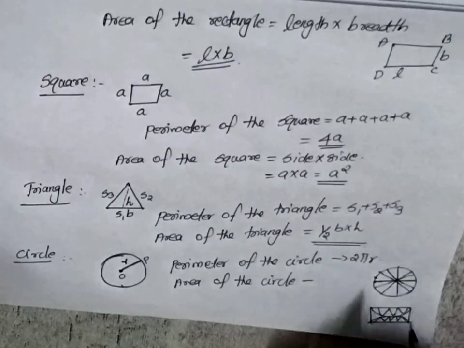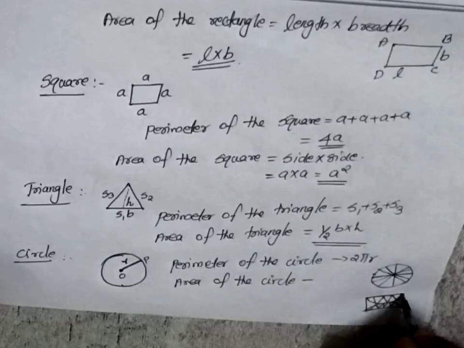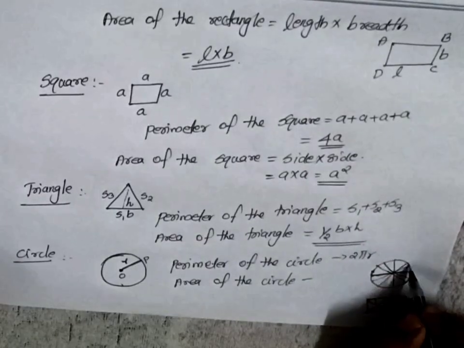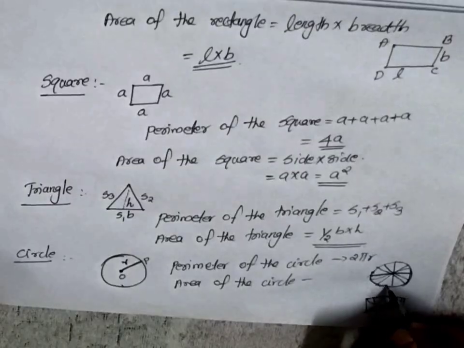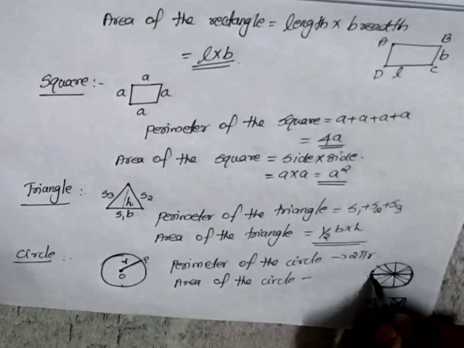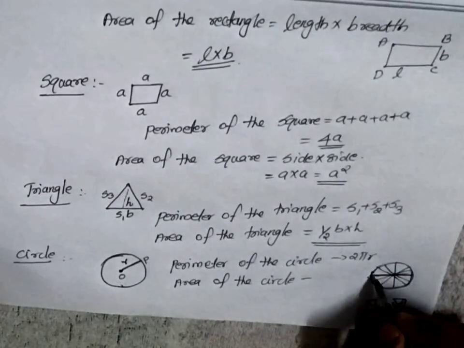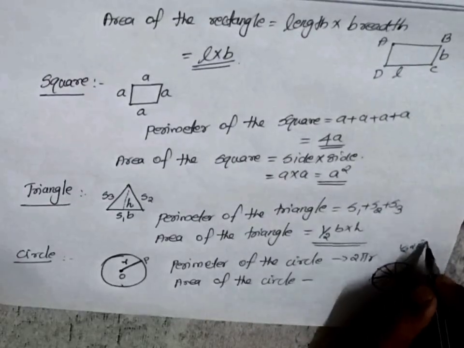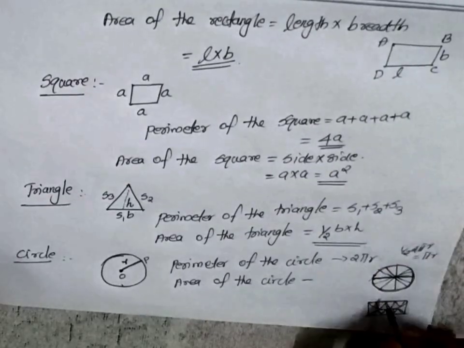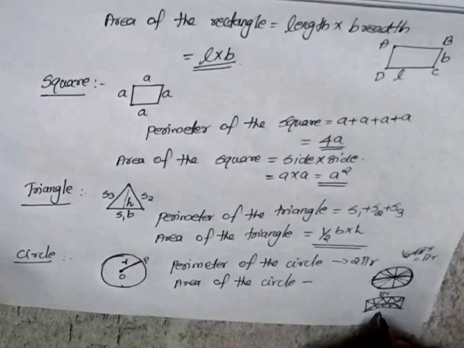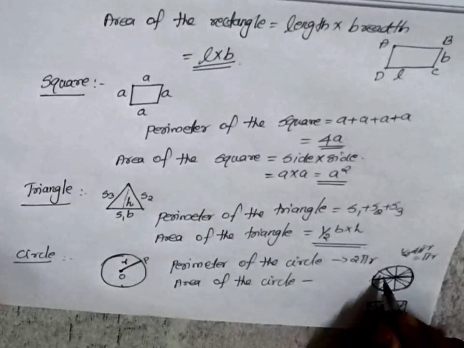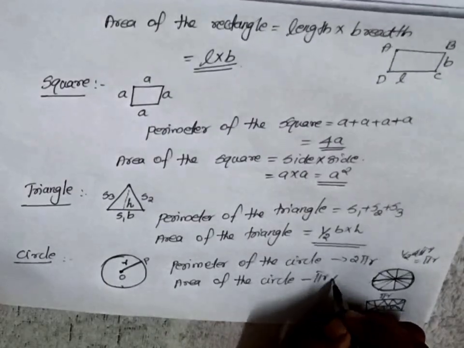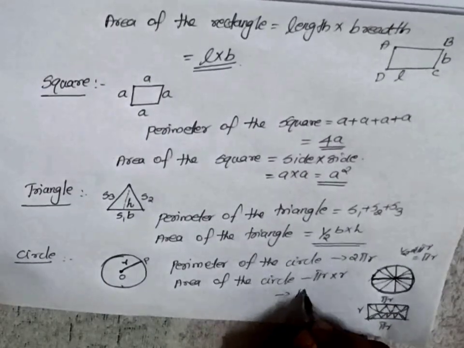That means here the length is half of the perimeter. Here the perimeter is 2 pi r, therefore the length is half of the perimeter, that is half of 2 pi r equal to pi r. Therefore pi r is the length and here the breadth is radius r. Therefore the area of the circle is pi r into r, that is equal to pi r square.